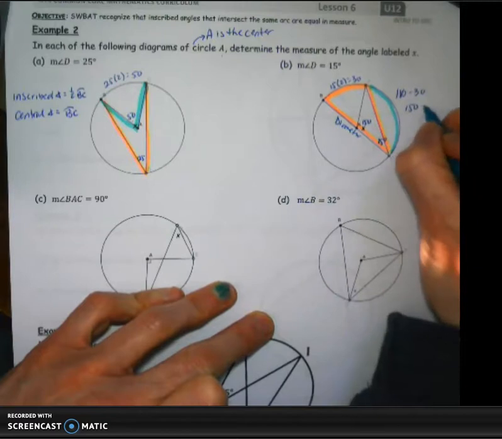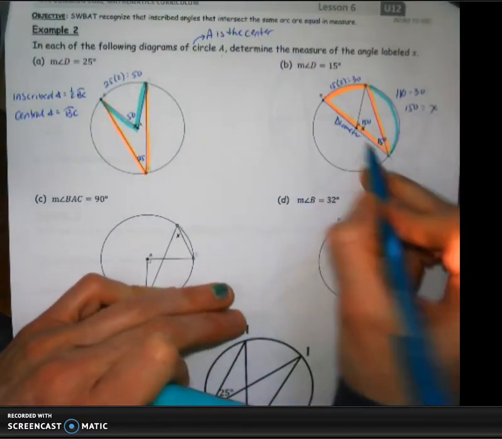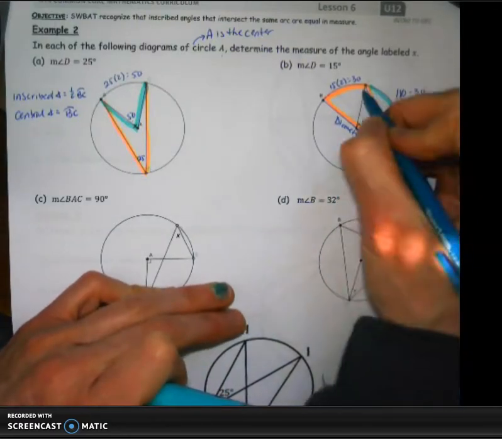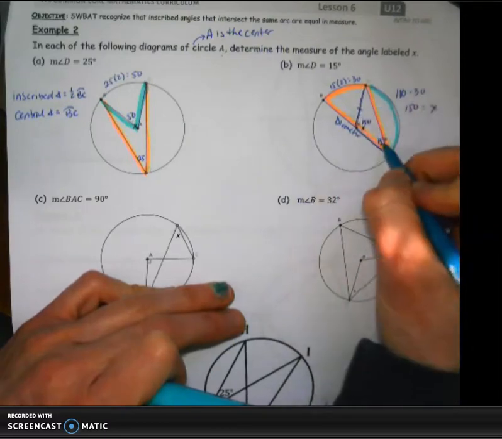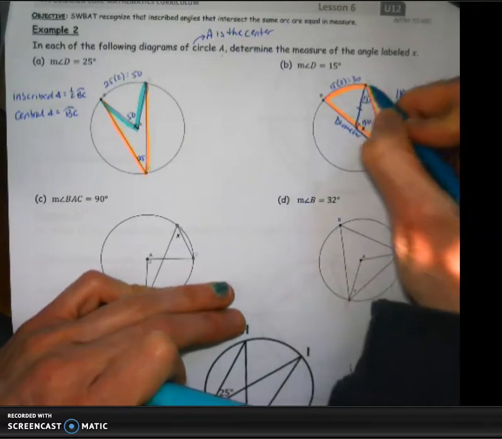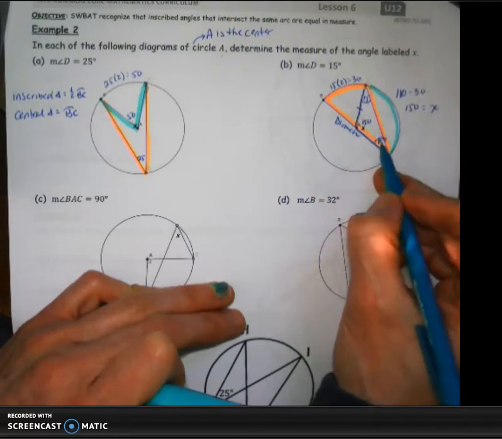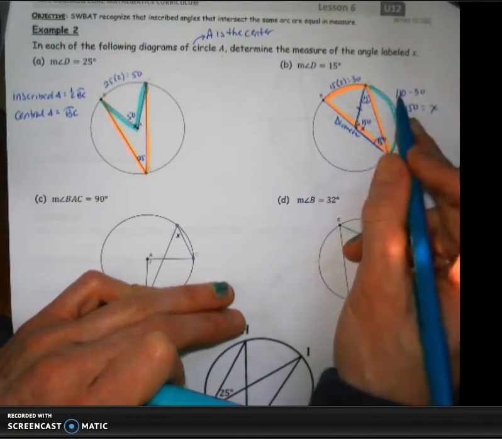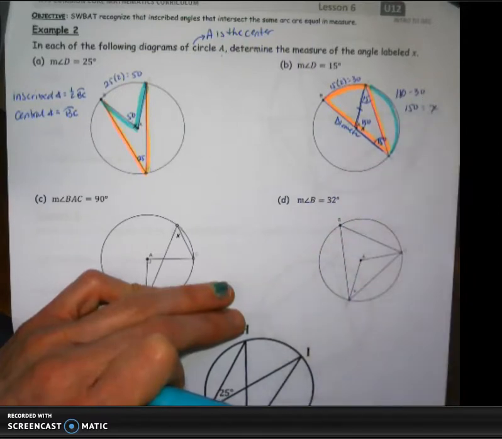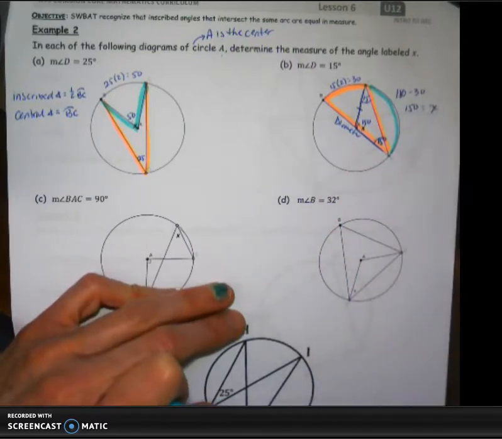so therefore the central angle is equal to the intercepted arc. You could have also said that this is an isosceles triangle, so therefore the two base angles are 15 degrees. 15 plus 15 is 30, and the sum of the three angles of a triangle is 180 degrees. So you're still getting 180 minus 30. So depending on how you see it, write down some notes.